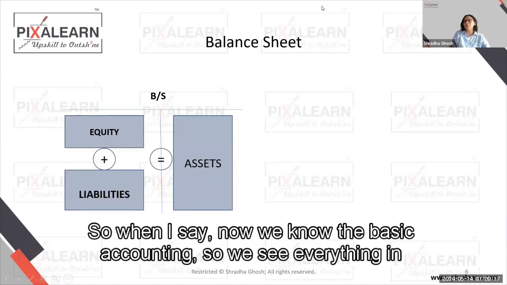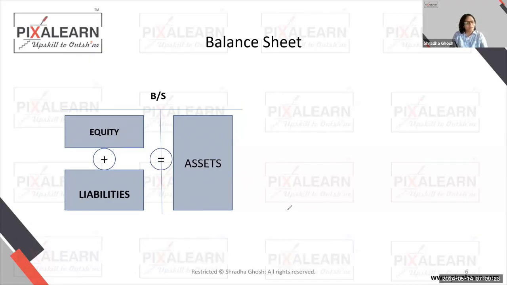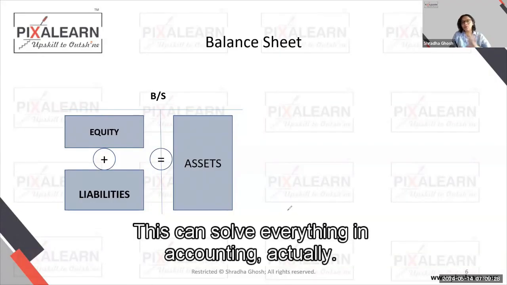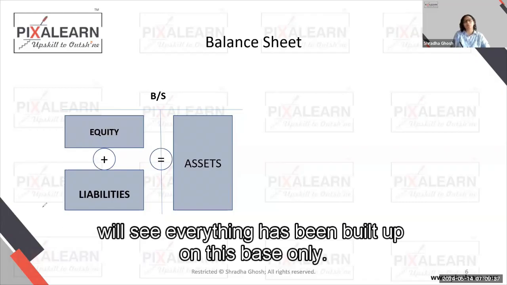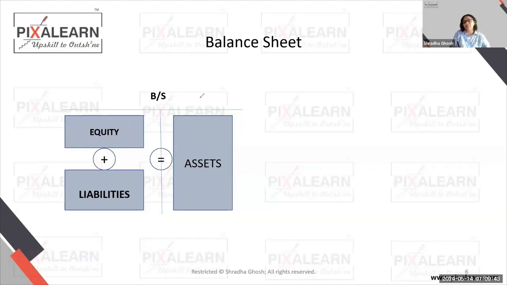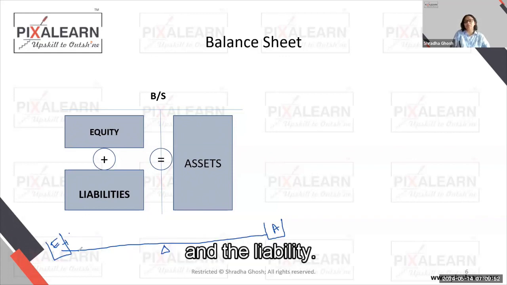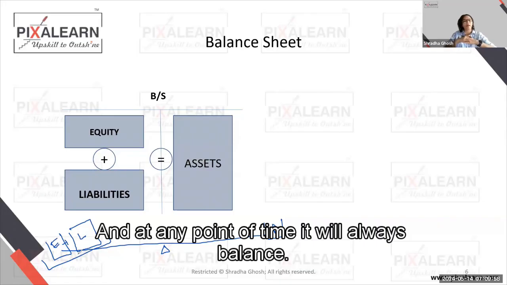Now we know the basic accounting. Everything in accounting can be done with the basic fundamental equation: asset is equal to equity plus liability. This can solve everything in accounting actually, guys. If you can bring everything down and funnel it into this base, you will see everything has been built up on this base only. So now I want you guys to participate. It's a beam balance whereby at one place we put the assets and at the other place we put the equity and the liability. Both of them have been piled up in one place. And at any point of time, it will always balance.